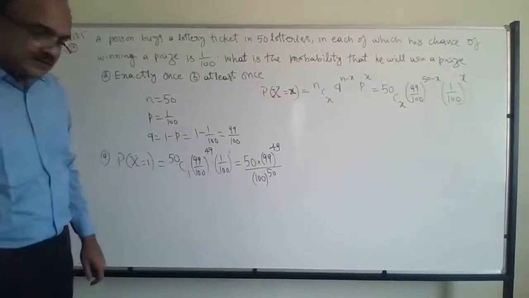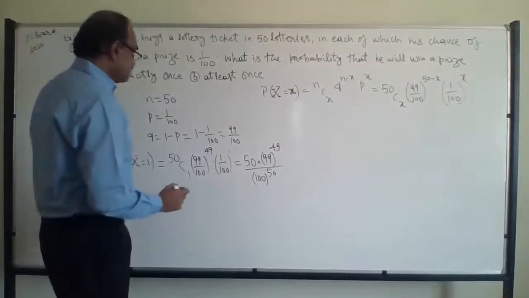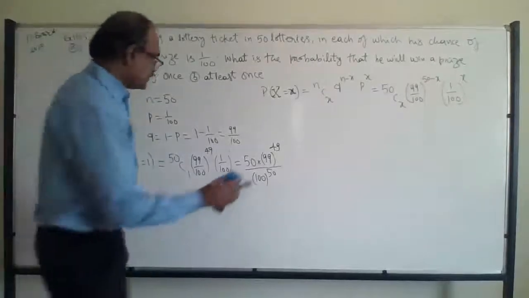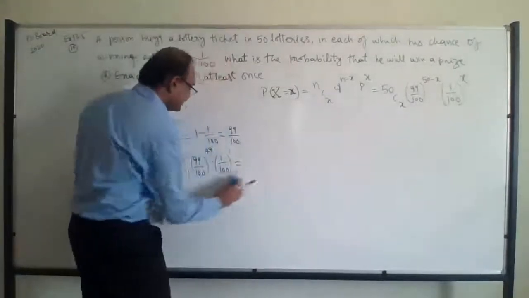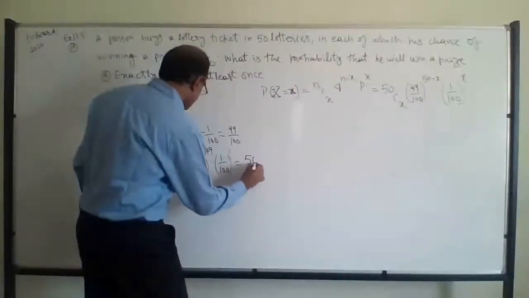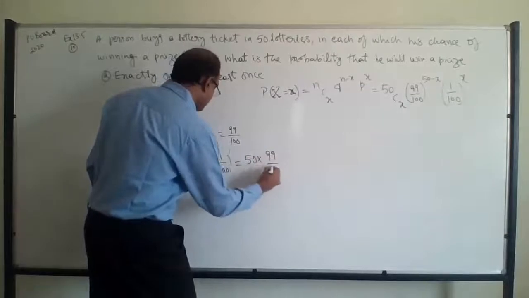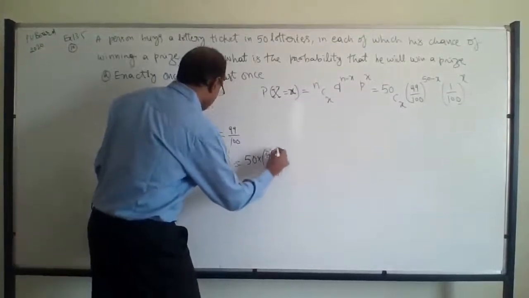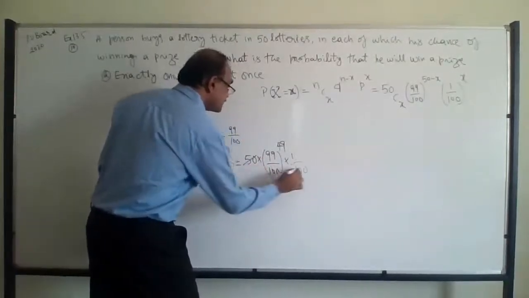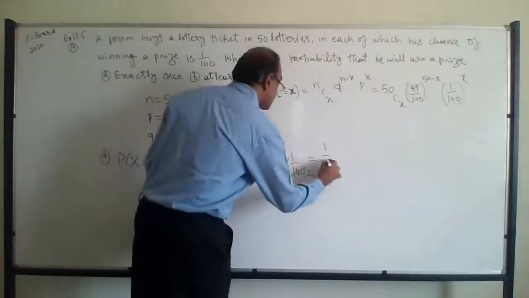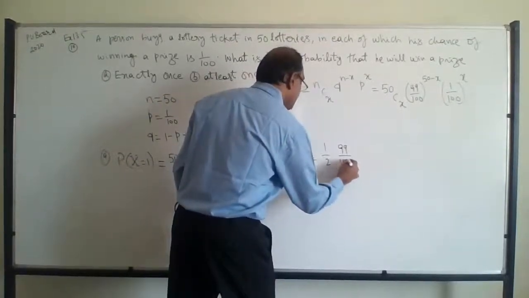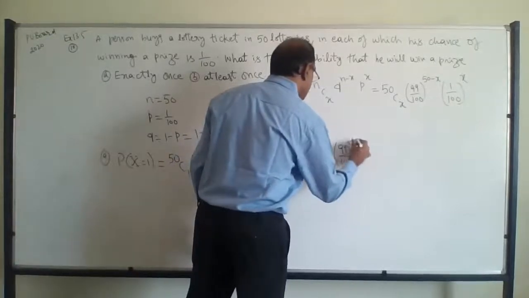One more way, the same thing you could have done: this 50 you could have cancelled like this. This is also perfectly fine. This 100 and this 50 you can cancel. So what you get is 50 into 99 by 100 whole to the power 49 into 1 by 100. So 50 ones, 50 twos, that is 1 by 2 into 99 divided by 100 whole to the power 49.